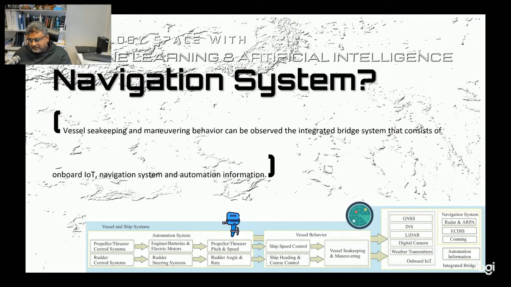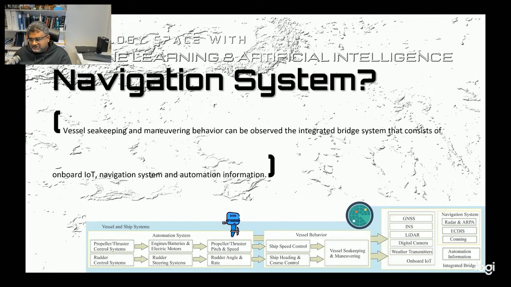That can be done under the integrated bridge system. This is where information visualization could play an important role. In this figure, I have divided the integrated bridge system into several sectors. The first sector is the onboard IoT, Internet of Things. That consists of several systems and sensors. I am displaying the first system as GNSS, that means Global Navigation Satellite System. This is where the vessel position information can be obtained.